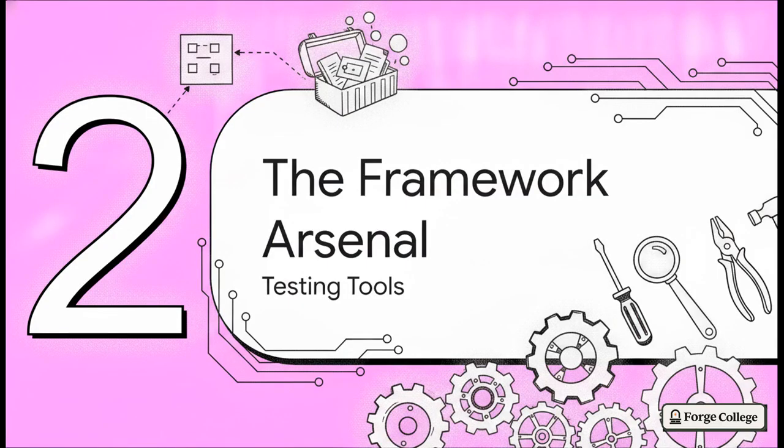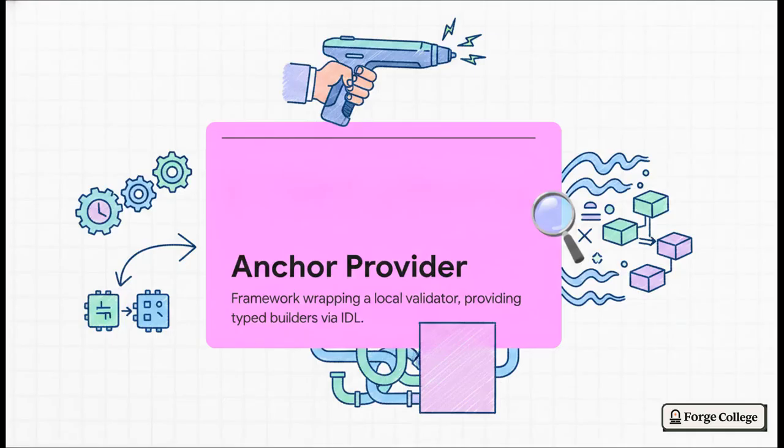Section 2, the framework arsenal, testing tools. All right, picture yourself stepping up to your engineering workbench. You've got a complex job ahead of you, and you need to know exactly which instruments to pull from your toolbox. First up is the Anchor provider. Think of Anchor as your ultimate power tool. It's highly ergonomic and designed to drastically reduce all that annoying boilerplate code. It automatically handles the test-validator startup and the wallet wiring completely behind the scenes, giving you deterministic ordering and beautifully typed instruction builders through its IDL, or interface description language. It essentially hides all the tedious plumbing from you.